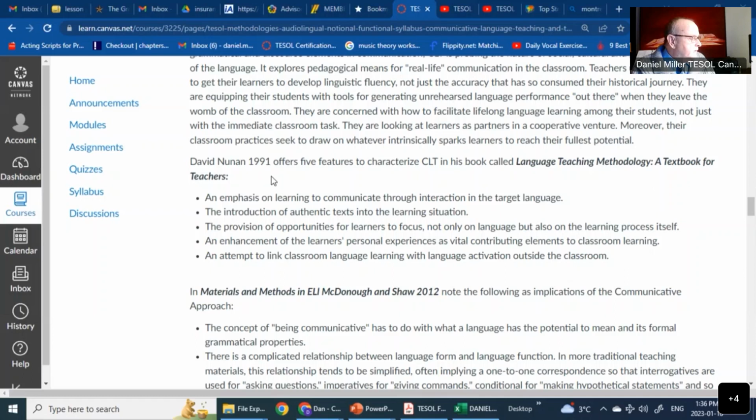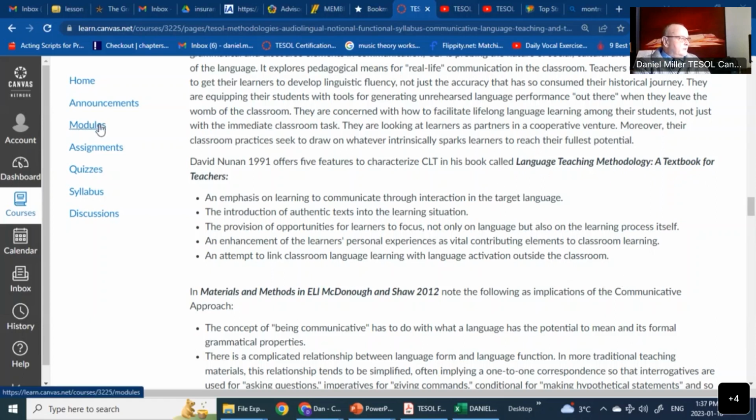In 1991, David Nunan offered five features to characterize CLT in his book called Language Teaching Methodology, a textbook for teachers. This is an excellent textbook. This is excellent writing. Now, I downloaded it as a PDF from the internet. I didn't read the entire thing because it's an extremely long book, but it's a very good book to have as a reference manual. So you might want to look it up and download it, because it is an excellent reference manual.